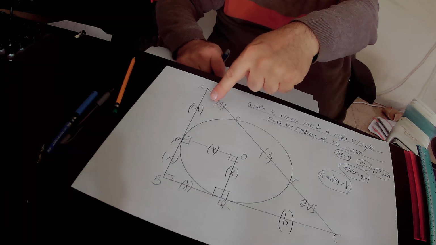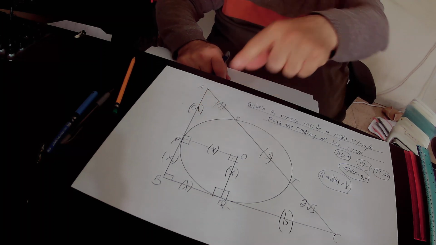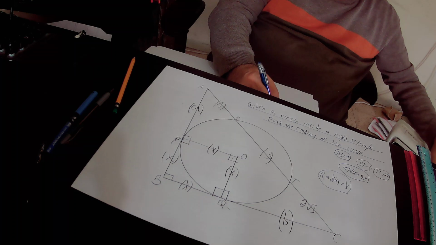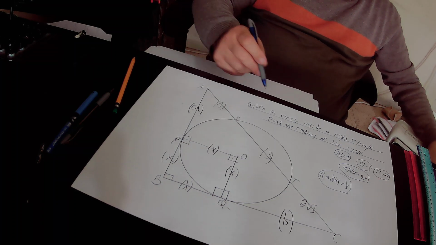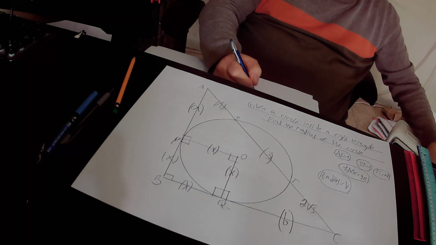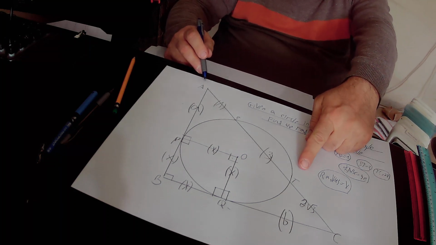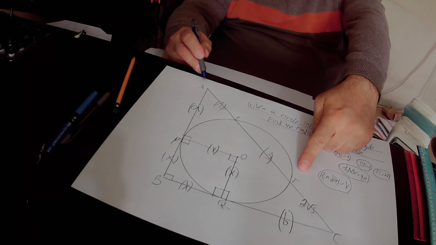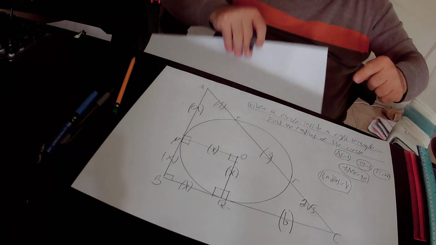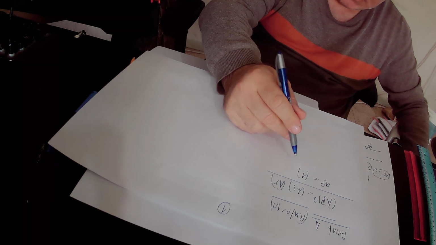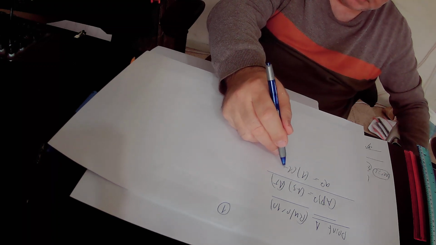AP equals a according to our definition, therefore AP squared is a squared. And it must be equal to AS, which is 1, times AT. AT in total equals AS plus ST. That is to say, AT equals AS, that is 1, plus ST, that is 3. So in total, AT equals 1 plus 3.